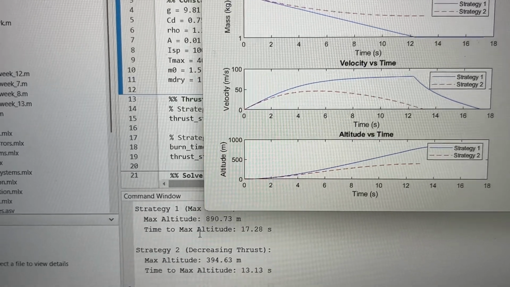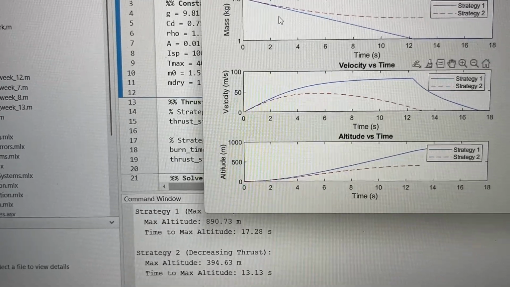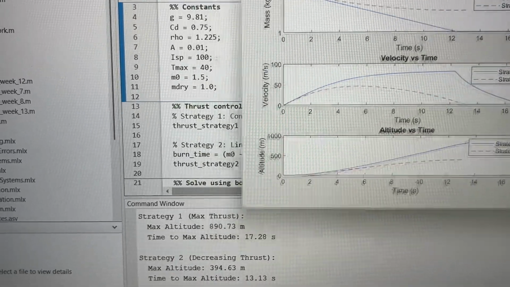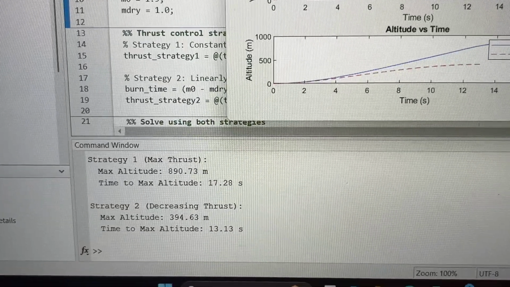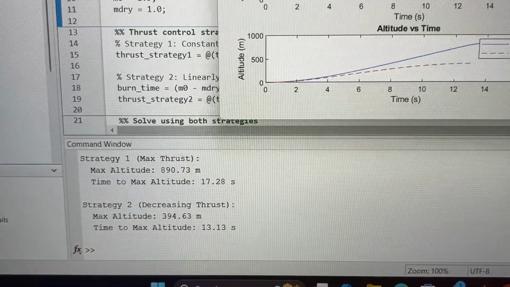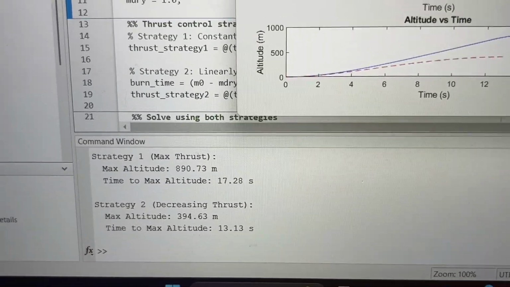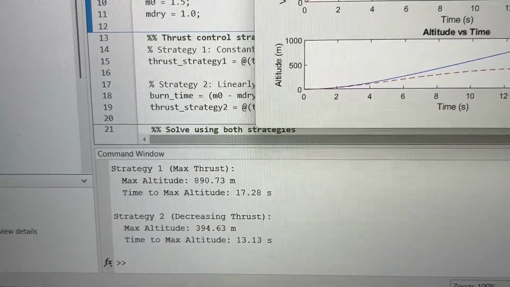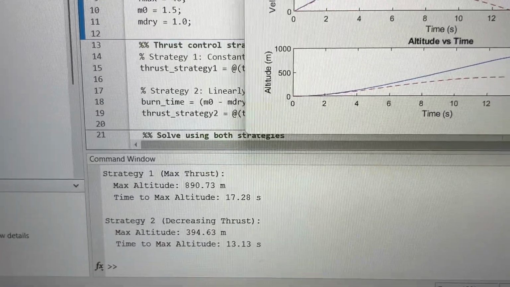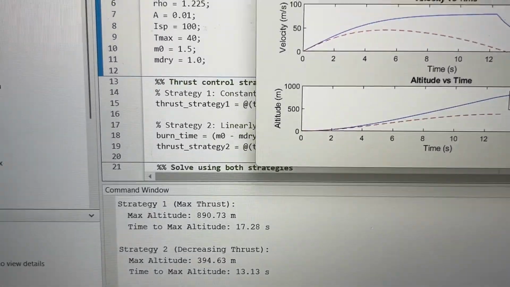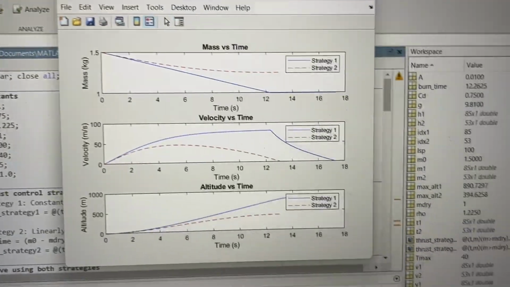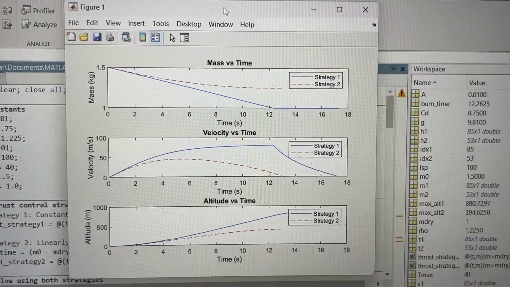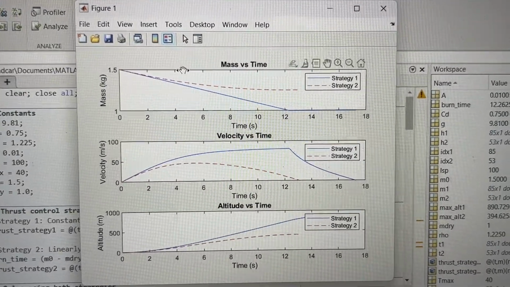And then I'll also tell you, if I move this out of the way, one second. It'll tell you here the strategy 1 max thrust, max altitude, and time to max altitude. And then strategy 2, the max altitude and the time to max altitude. So I have all of my data here, and then these 3 graphs I use to compare the results.